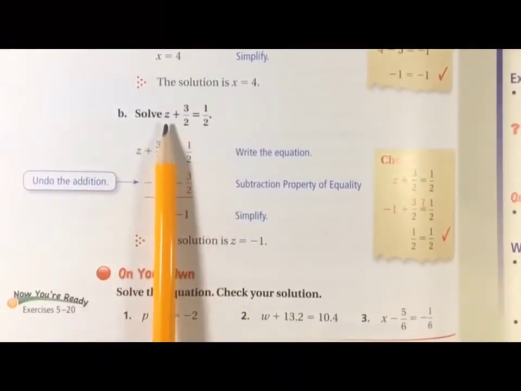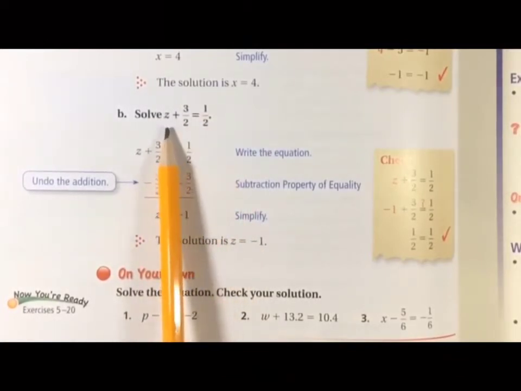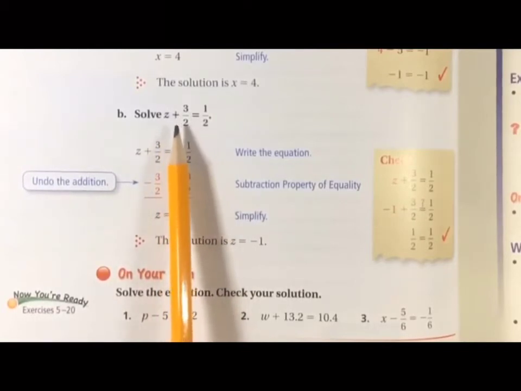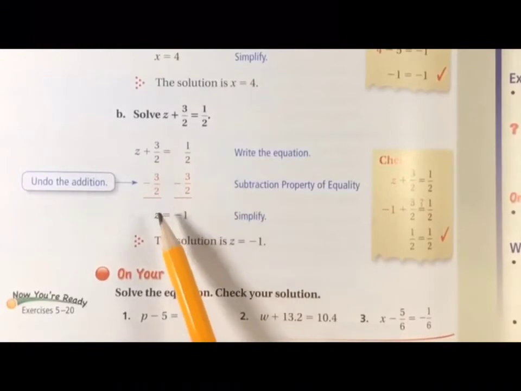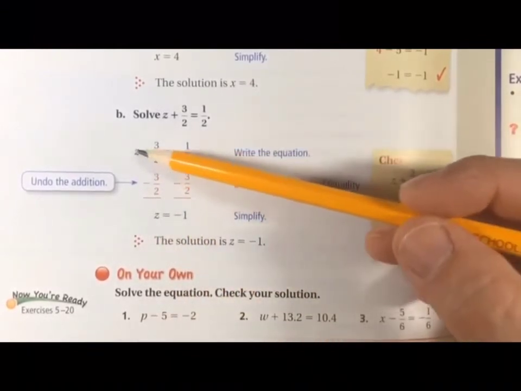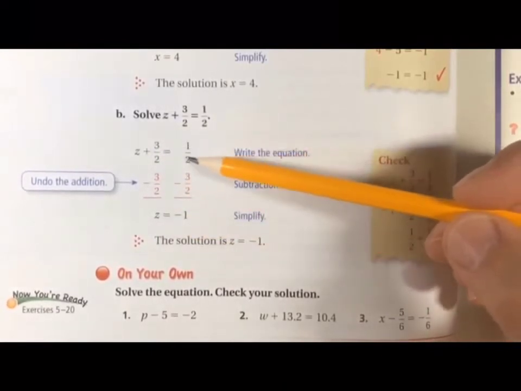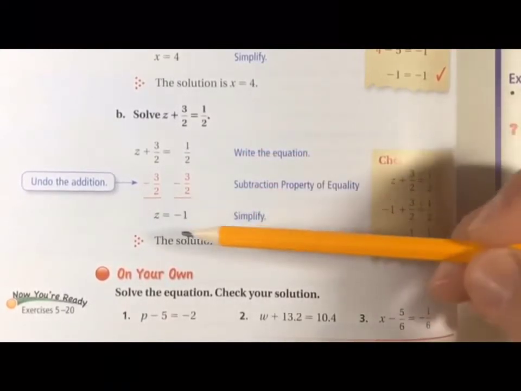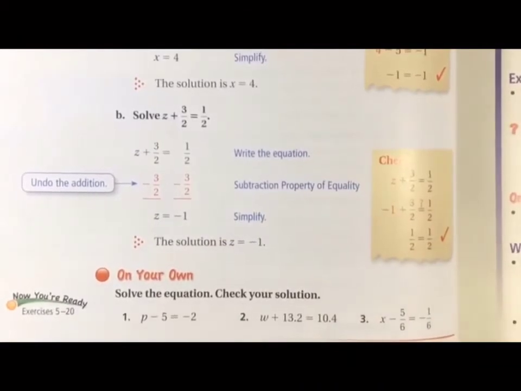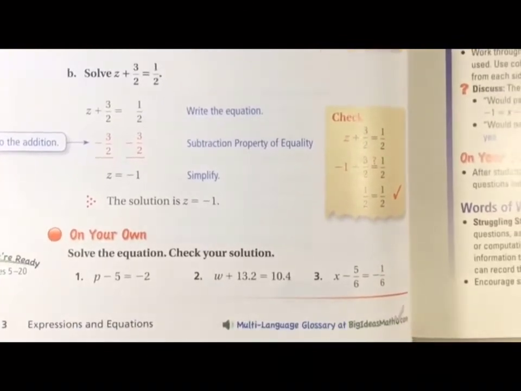Solve this one. Z plus 3 halves equals 1 half. Well, we want to get Z all by itself. We were adding 3 halves. We need to neutralize that, get that out of there. So we're going to subtract 3 halves. We're going to do the inverse of this. So we subtract 3 halves from both sides, and Z plus 3 halves minus 3 halves will cancel out, leaving us with just Z. And 1 half minus 3 halves equals a negative 2 halves, which is a negative 1. Z equals negative 1. So that's how we do those. If we were adding, we subtract from both sides. If we were subtracting, we add to both sides.